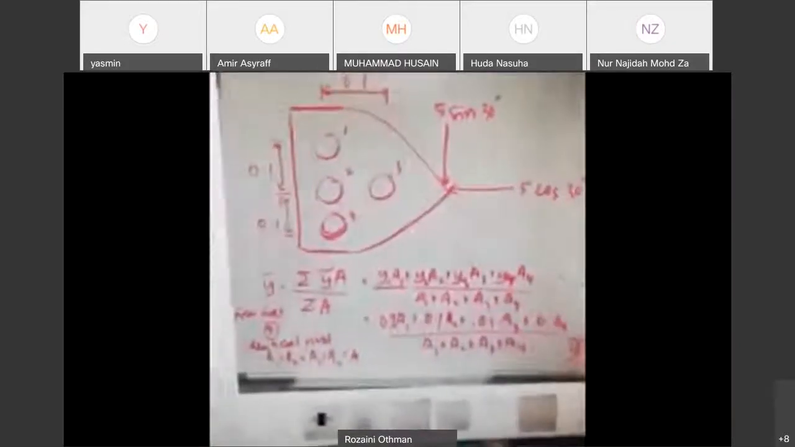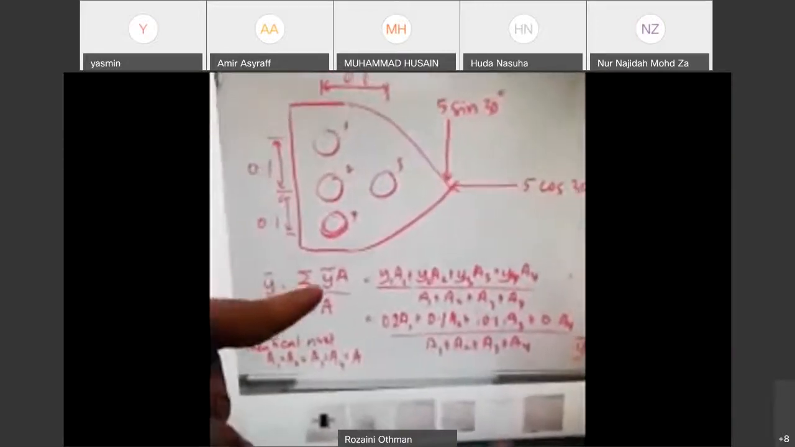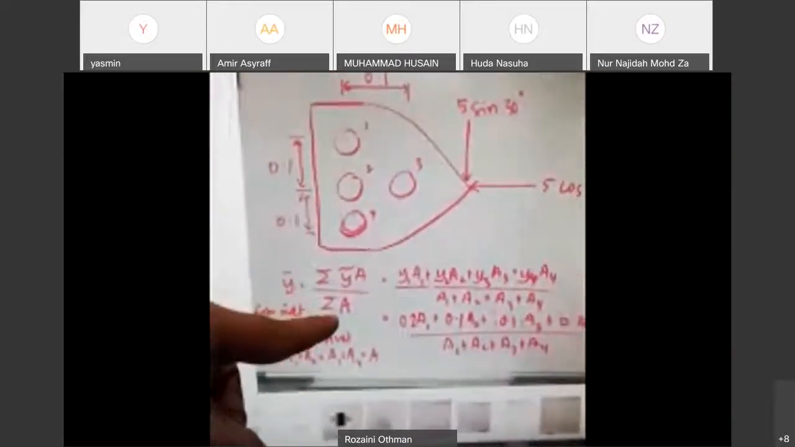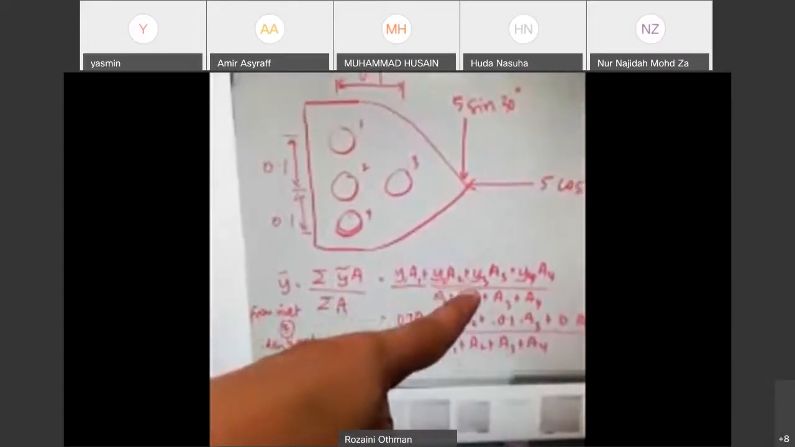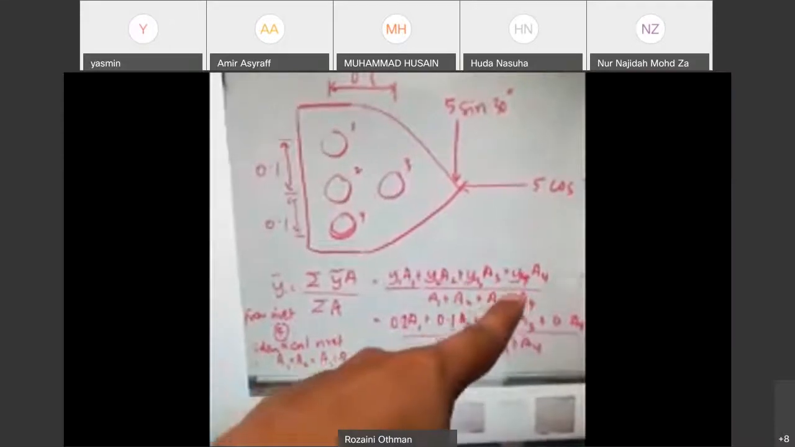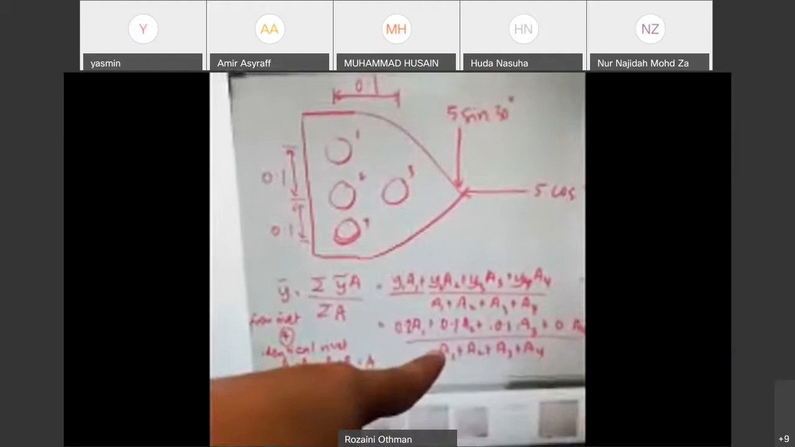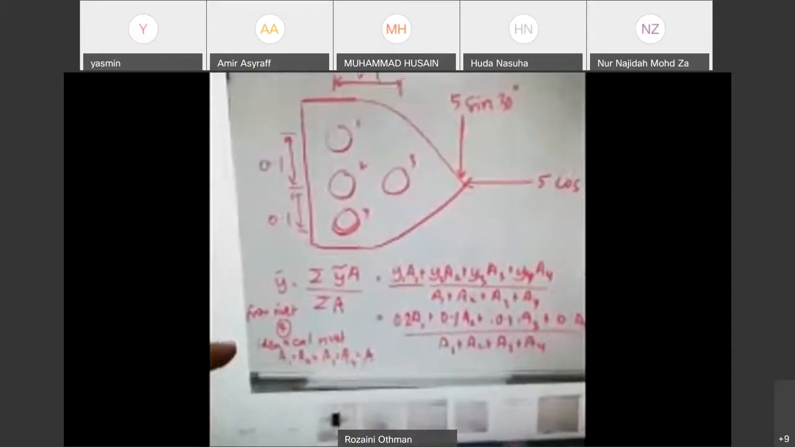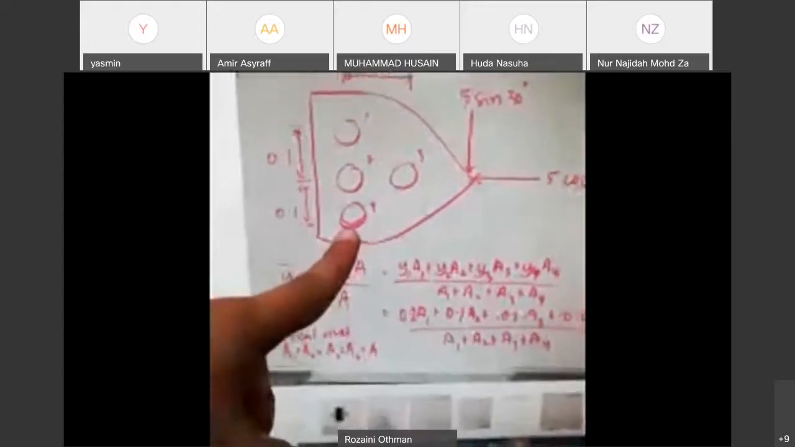Kemudian in Y. So sama juga dia punya konsep of calculation. So Y bar, summation of Y bar A divided by summation of A. So Y1 A1 plus Y2 A2 plus Y3 A3 plus Y4 A4 divided by A1 plus A2 plus A3 plus A4. Right. So again, reference is rivet number 4, which is this one.